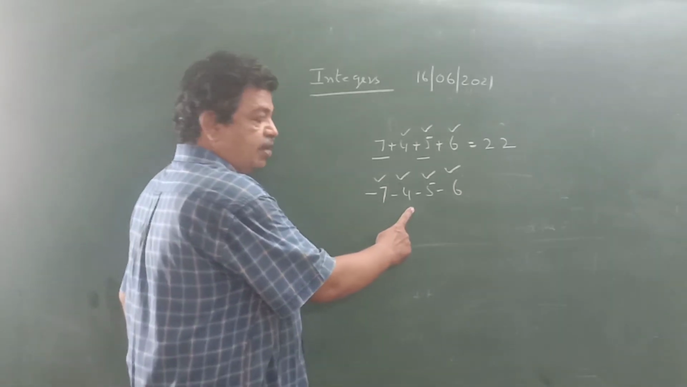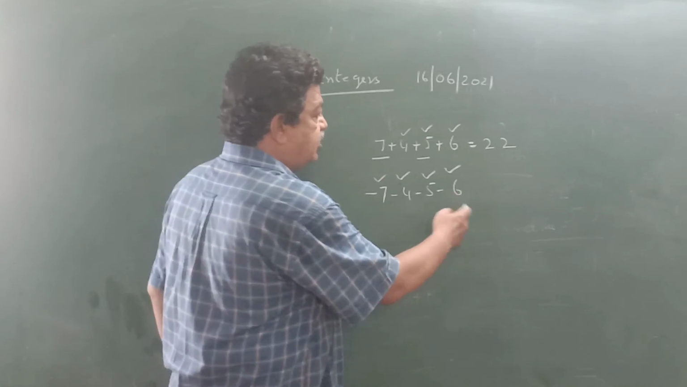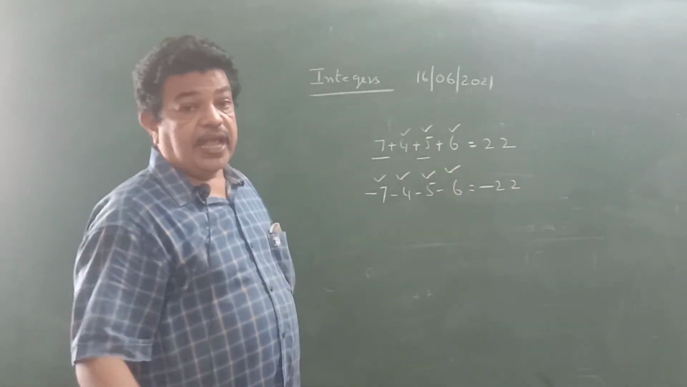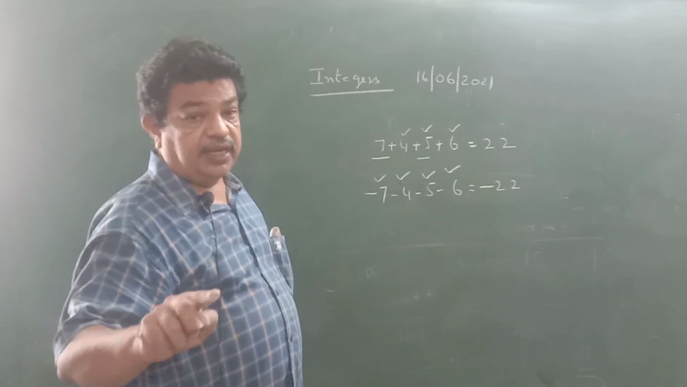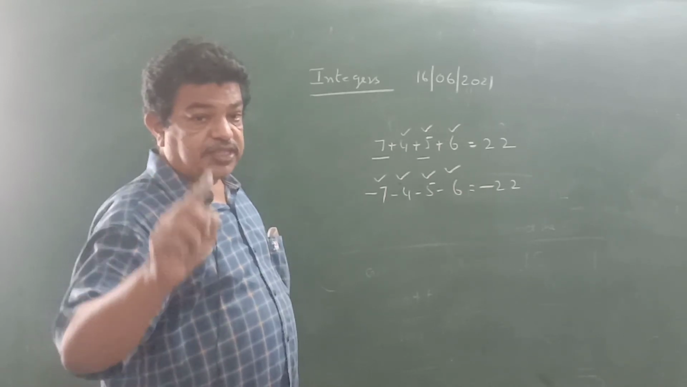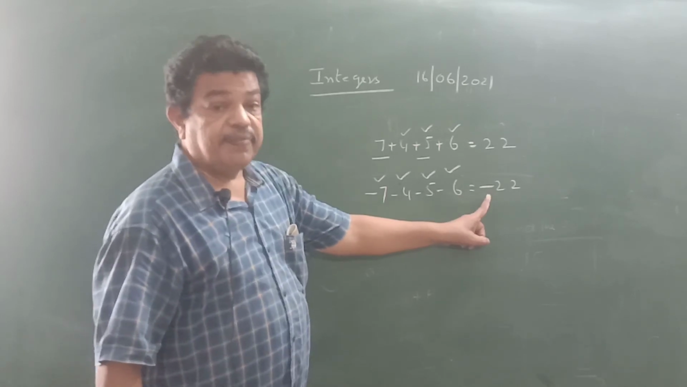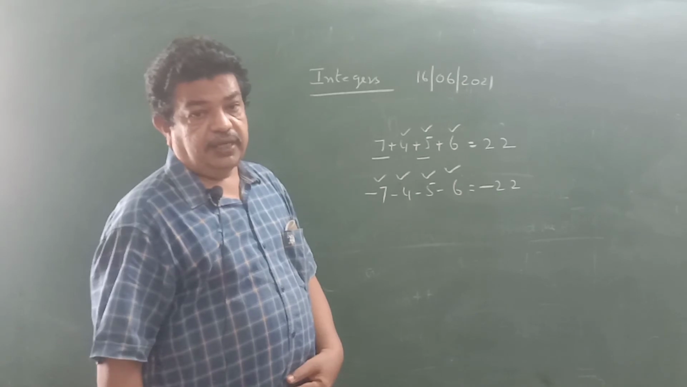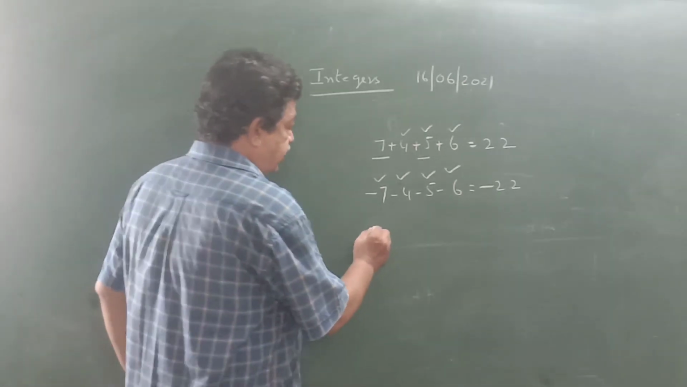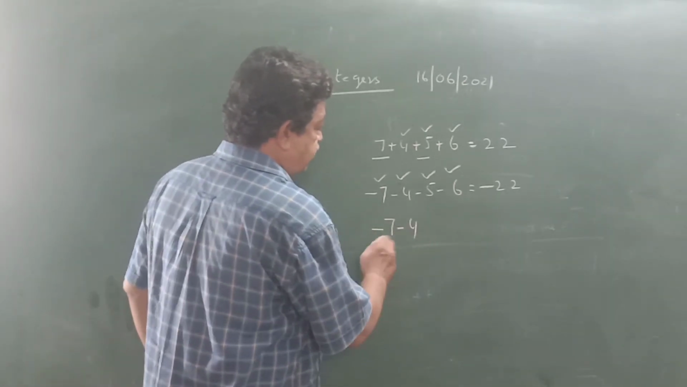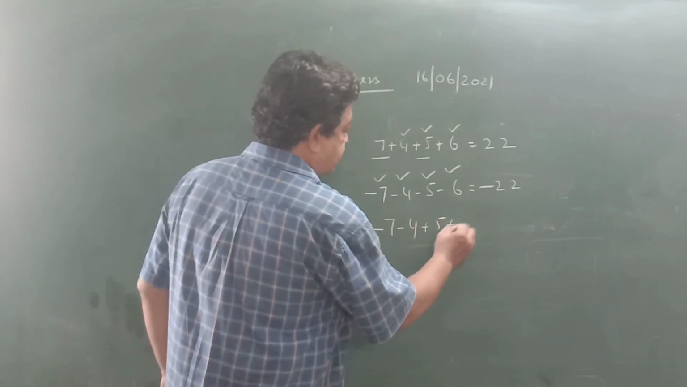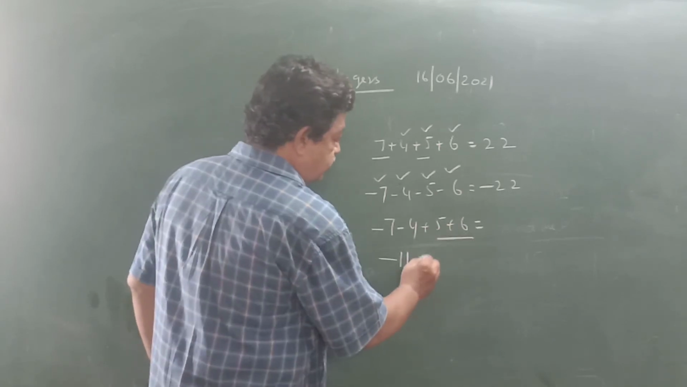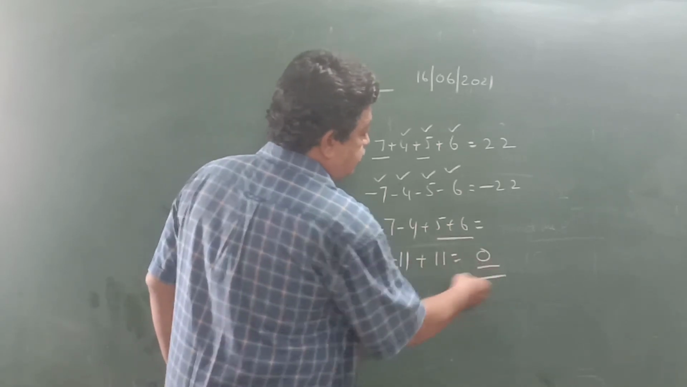7 plus 4, 11. 11 plus 5, 16. 16 plus 6, 22. But the symbol is minus 22. As you are adding all the integers which are negative, they will take a negative sign only. The sum will take a negative sign. Here the integers are positive, it takes a positive sign. Now, minus 7, minus 4, these two are negative. 5 plus 6, these two are positive. The sum of these two is minus 11 and the sum of these two is plus 11 and the sum is equal to 0.